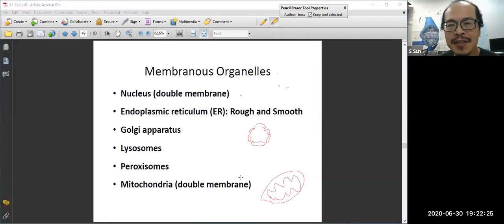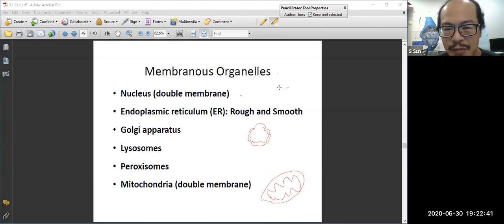So we talk about this. We are going to talk about this membranous organelle. So here, a list of them. Here I highlight that nucleus and mitochondria have double membrane.